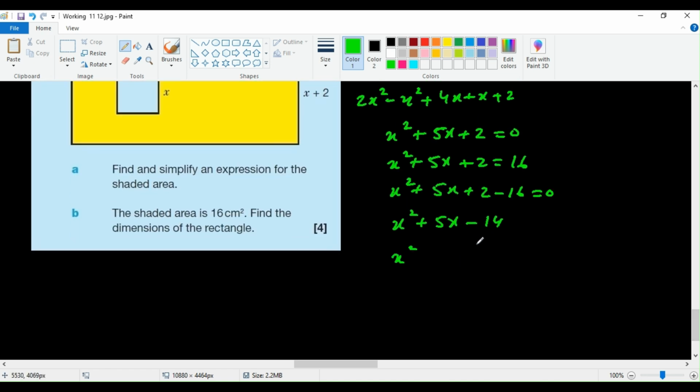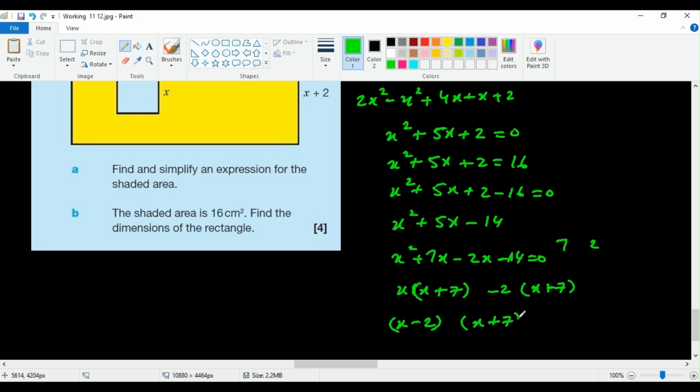Now in here, how do we get 14? 7 times 2, and 7 minus 2 is 5. So x squared plus 7x minus 2x minus 14 equals 0. That means x plus 7 comes in the first bracket, copying down once again, and minus 2 comes here. I should write one more step, x plus 7. So x will be equal to positive 2 and x equals negative 7, which is not acceptable. So the value of x is 2.